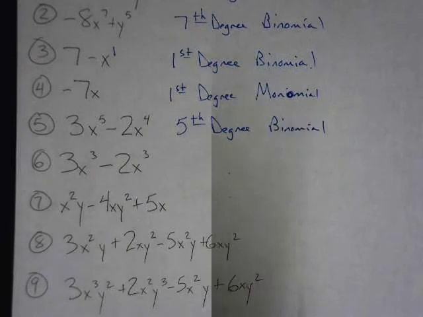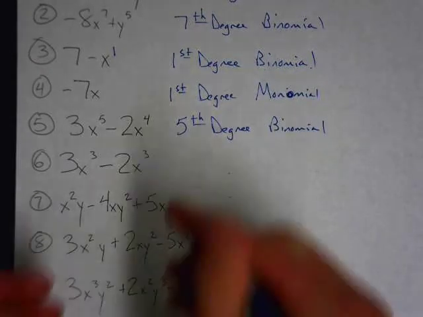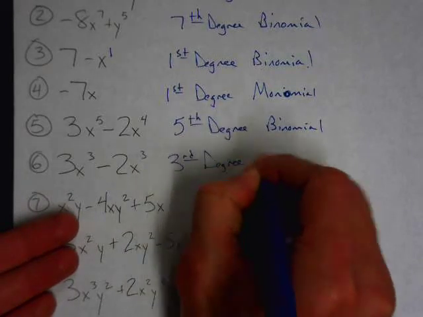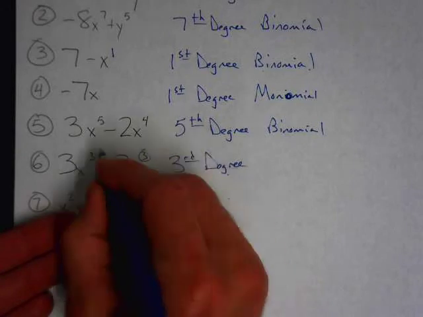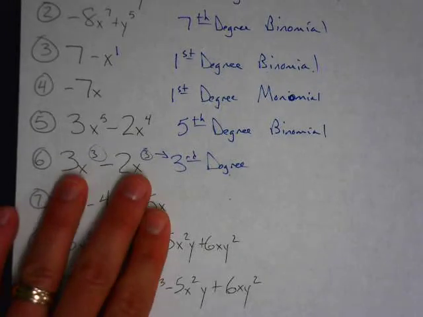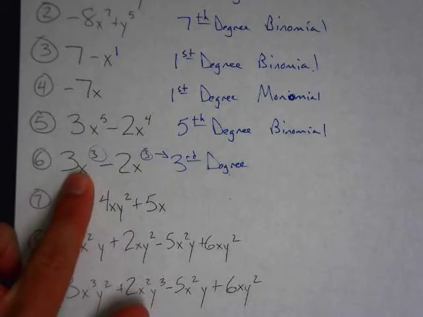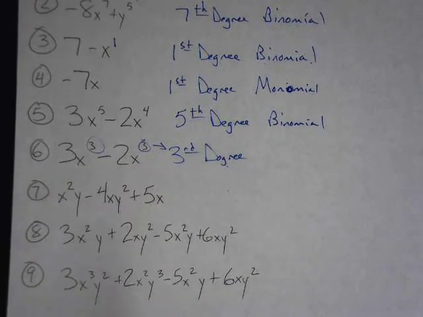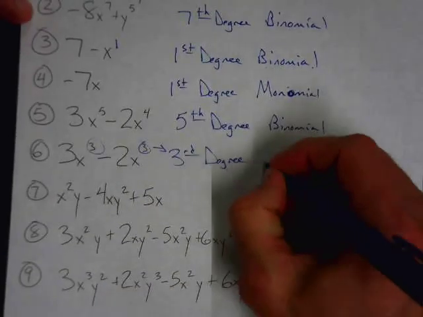Now, here's where stuff gets fun, right? So you look at number 6, excuse me, and you're thinking, well, it's a 3rd degree something. True. This is a 3rd degree. The highest exponent is 3, so that's 3rd degree, right? But is it a binomial or is it a monomial? Whoa. So you may think there's 2, right? But if we had 3 apples minus 2 apples, aren't we still working in 1 unit of measurement? It's 1 apple. So we're still working with 1 unit of measurement. So this is a 3rd degree monomial.